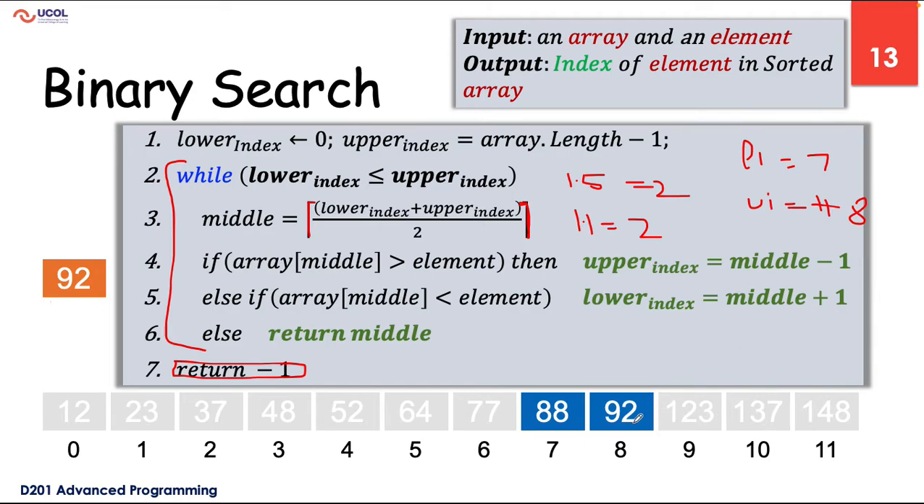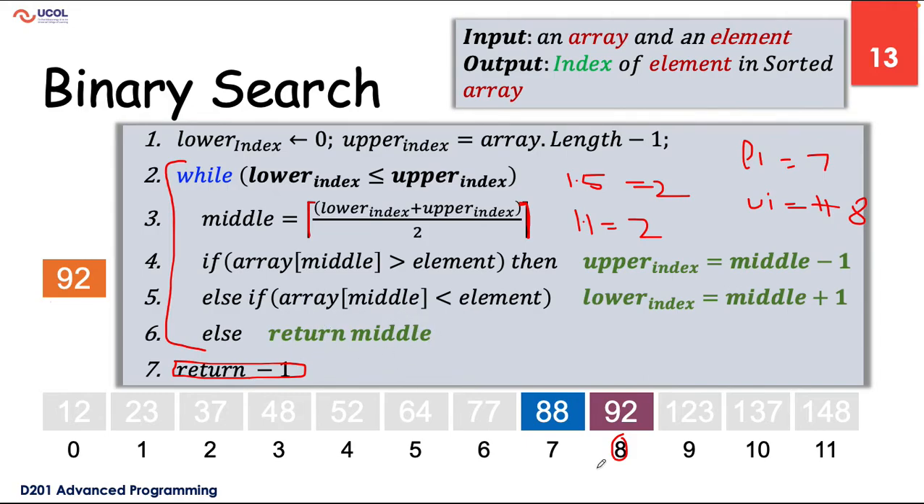Now we are at here, and then again 7 plus 8, that is 15. 15 divided by 2 is 7.5. Rounding up, that will become 8, or the index value 8. And then if we try to compare it, is the middle value greater than the element? No. Is the middle element less than the element? No.